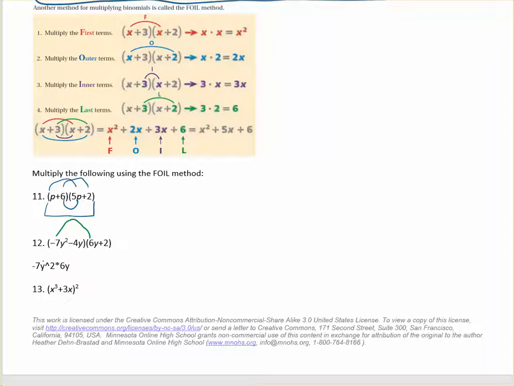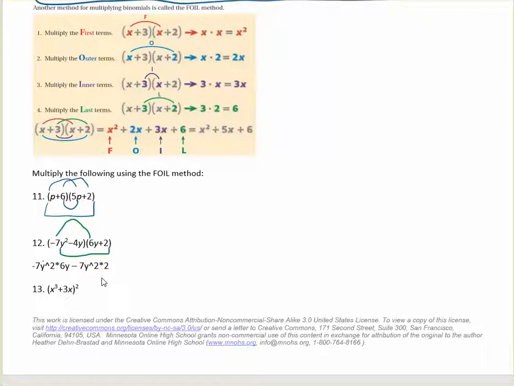Now I need to take the outer times the outer. So that means this one way over here times this one way over here. Those need to be multiplied together. So that is going to be a minus sign, because the first term is a negative. So that would be 7y squared, that's the first term in the first set of parentheses, times the last term in the second set of parentheses, which is a 2. Okay, so I have the first and the outer.